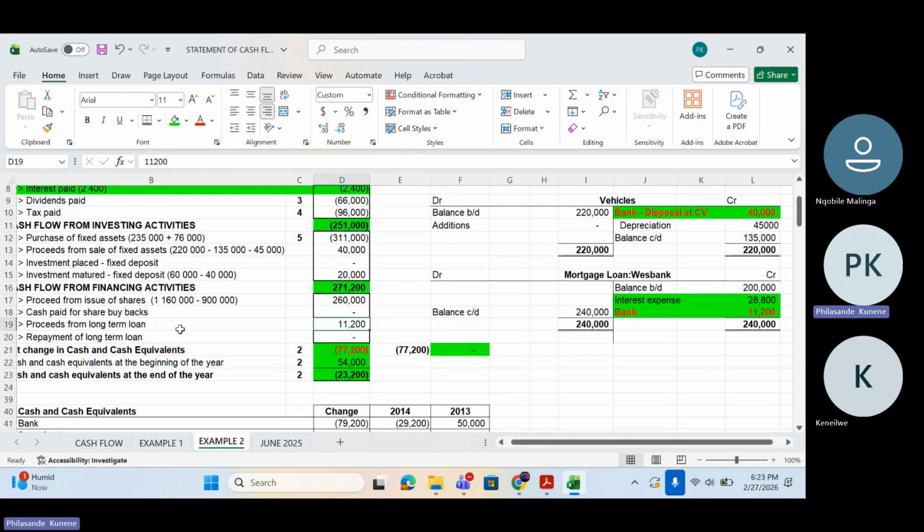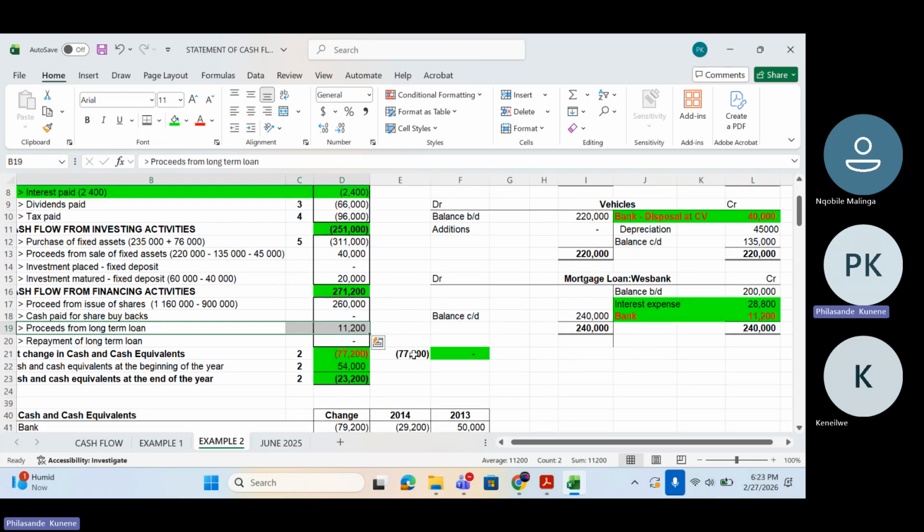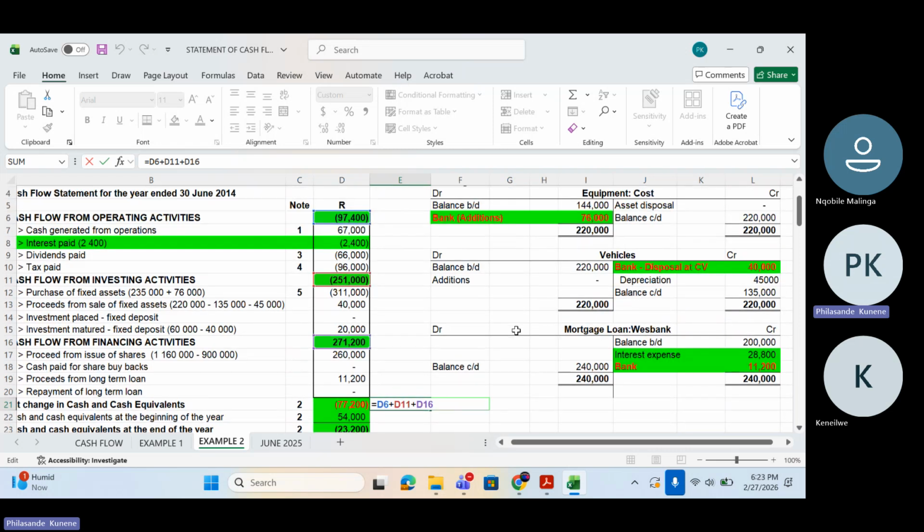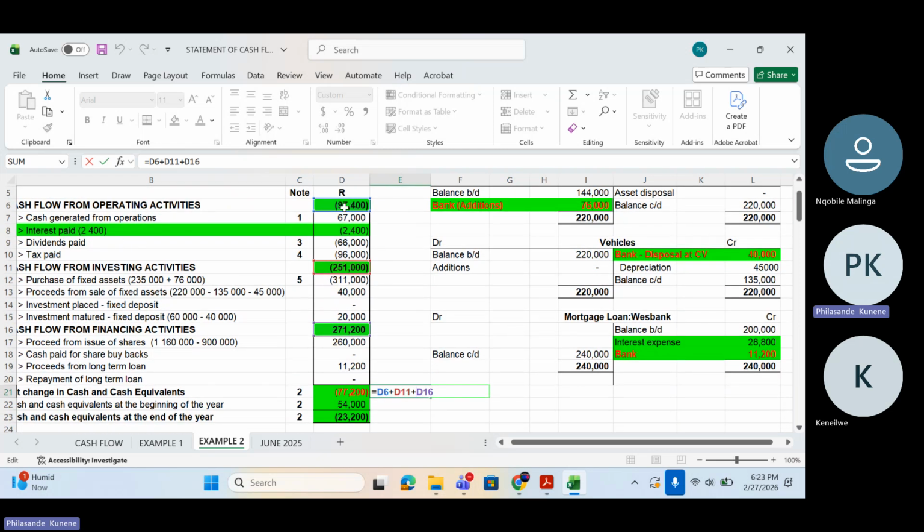And then here I put the additional amount, proceeds, the cash that I've received, which is additional cash that I borrowed. So now, if you look now, our cash flow statement is in balance because I am adding operating activities, investing activities, and financing activities. I'm getting the 77,200, which is the same as the one that comes from the cash and cash equivalents.